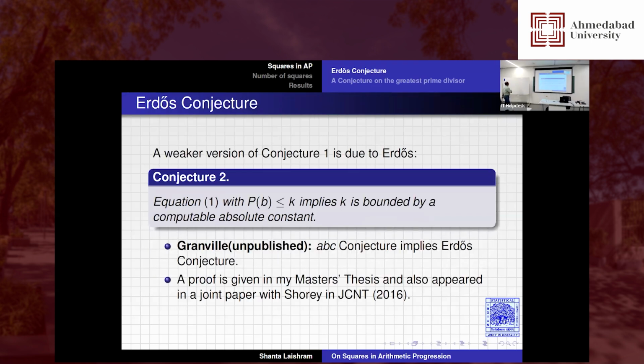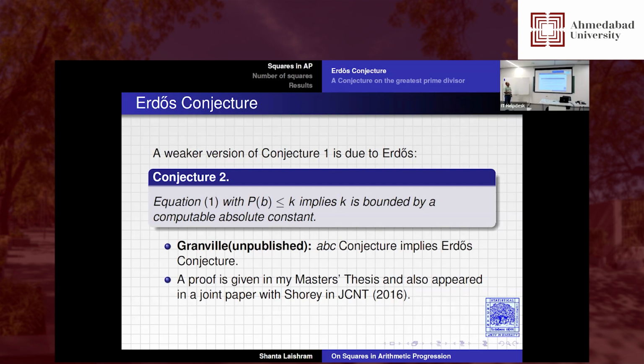A weaker version of this conjecture is due to Erdős, which says that we expect there are no solutions when K is bigger than or equal to 5, but can you at least prove that this equation implies K is bounded by an absolute constant? The aim is to prove K is bounded by 5, but if I'm not able to prove 5, can I prove that K is bounded by 10 to the power something, or a million, any finite constant?